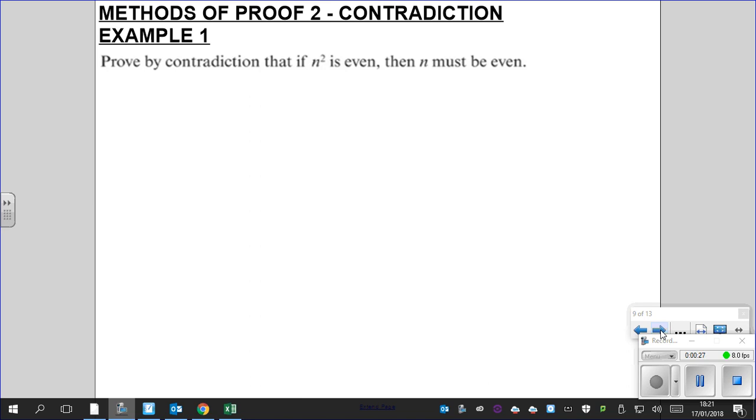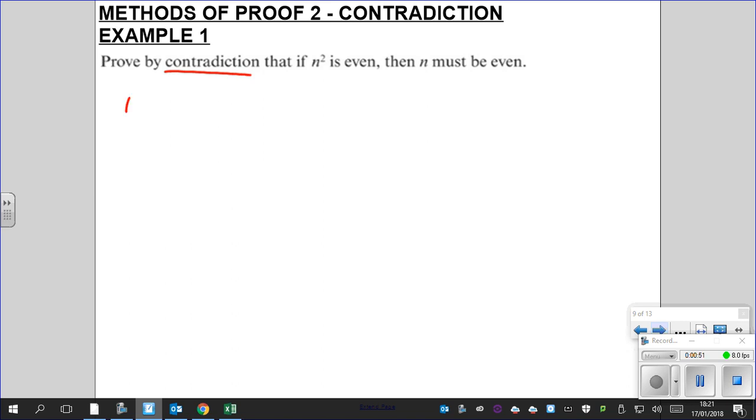And how it works is there's going to be a statement given to you. So it says here, for example, prove by contradiction that if n squared is even, then n must be even. Contradiction always works the same way. What you do is you're going to assume the opposite is true and then show that it's impossible. So therefore, the original statement must be correct, you see?